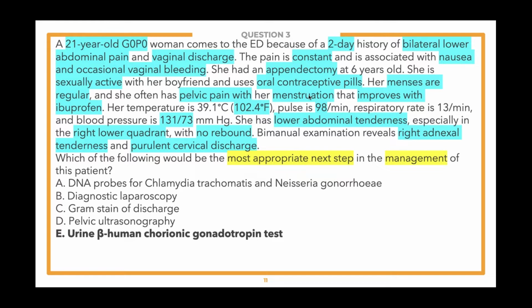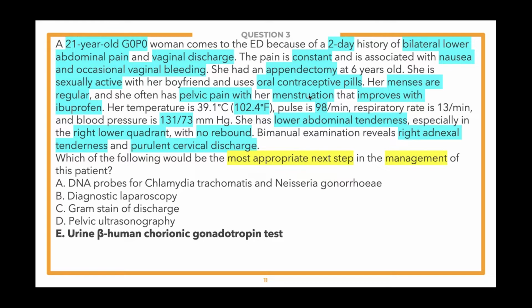Not the diagnostic test that's best to confirm the diagnosis, but what do we need to do next when we're managing this patient? Hopefully you guys picked up that this patient likely has pelvic inflammatory disease. She has physical exam findings that strongly suggest an infection. She's febrile, she has lower abdominal tenderness, especially in the right lower quadrant. There is purulent discharge as well.